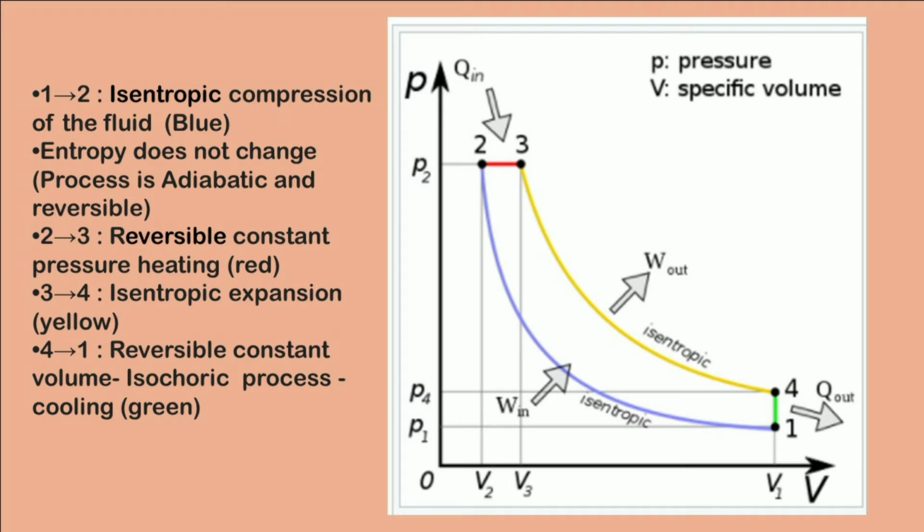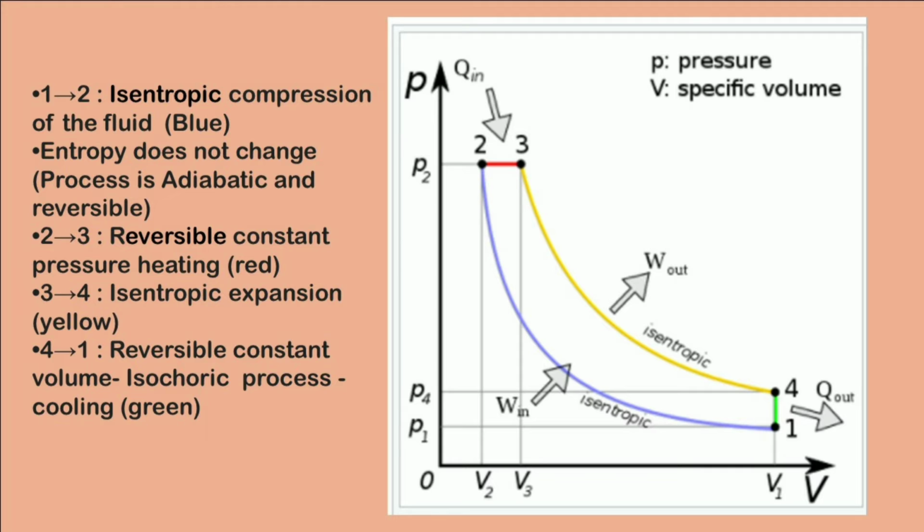The second process from 2 to 3 is reversible constant pressure heating, represented by the red line. The next process 3 to 4 is the isentropic expansion process, represented by the yellow line, in the actual cycle represented by the expansion stroke. The last process is from 4 to 1, which is a reversible constant volume or isochoric process, represented by the green line, and in the actual cycle represented as the exhaust stroke.